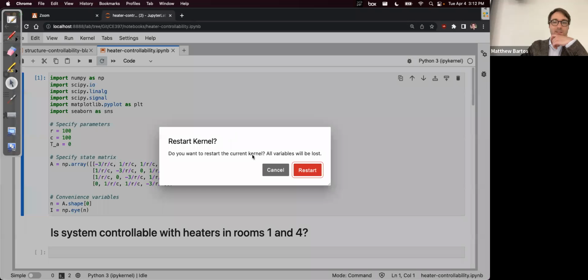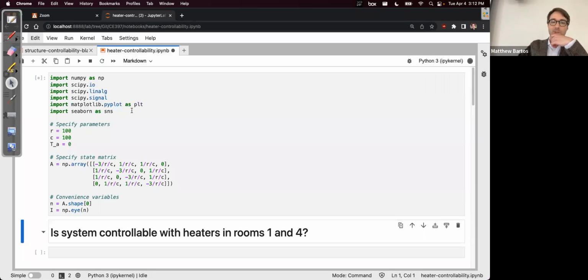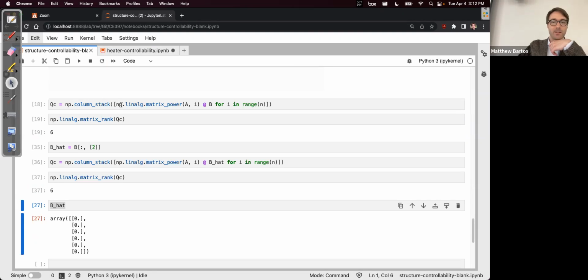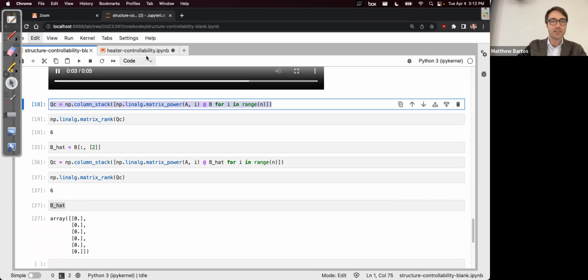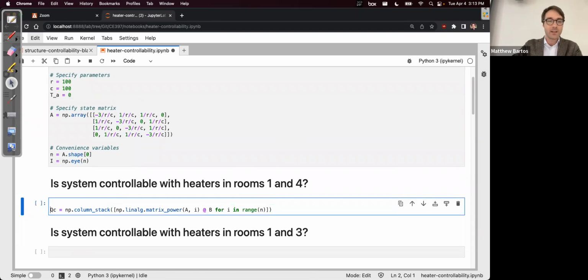So I have our heater system. This also is from homework 5. Is the system controllable with heaters in rooms 1 and 4? We can do that using a similar technique as we used here. In this case, our B matrix will be equal to just the first column and the 4th column of the identity matrix.